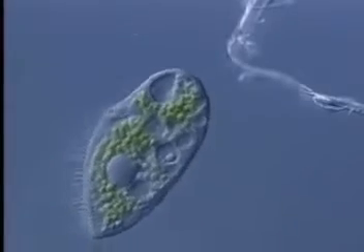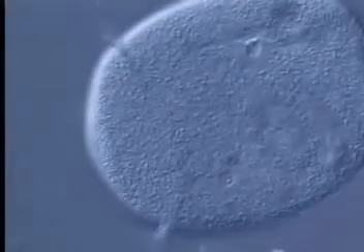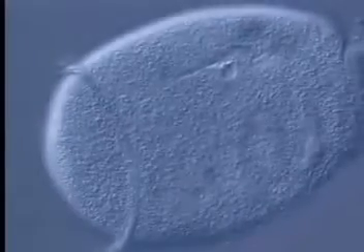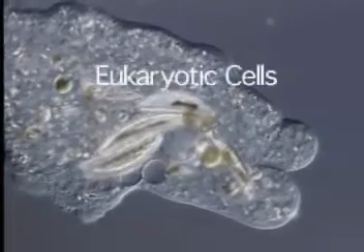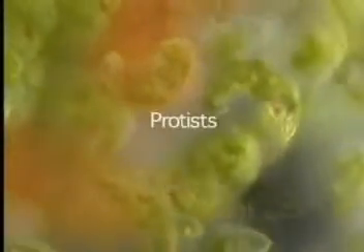Aside from their different shapes and sizes, these cells have much in common: a nucleus containing the cell's DNA, and organelles, small bodies inside the cell that carry out its life functions. Cells with a nucleus are known as eukaryotic cells. Single-cell eukaryotes are called protists.